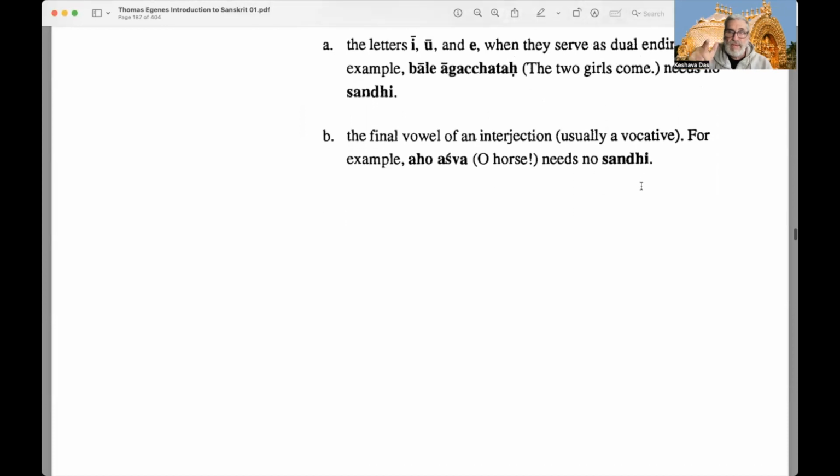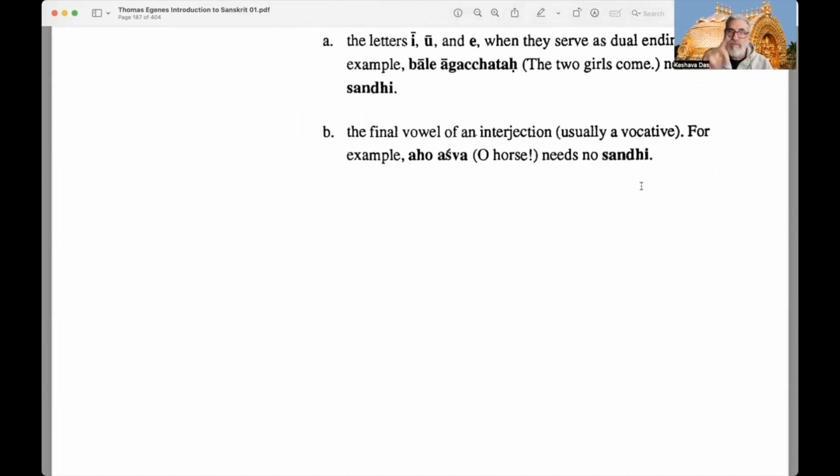Secondly, the final vowel of an interjection. What's an interjection? An interjection is something somebody spoke out loud: hey, aho, bho. Hello, hey, somebody yelling out aloha or ahoy, these are all in English. We say things like that. Something's spoken out loud, hey there. So that's what an interjection is. Usually an interjection is in the vocative because it's spoken.